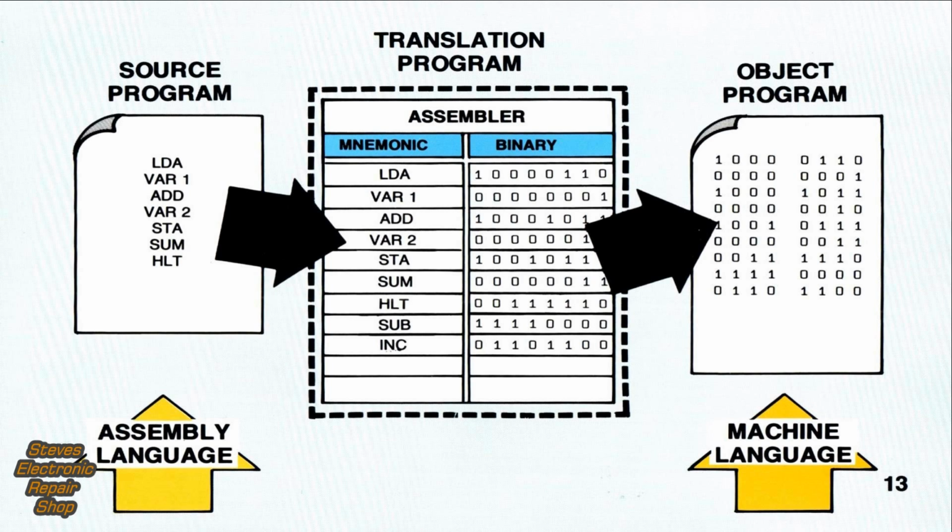It's done like this. The source program on the left is compared with the translation program in the center. The translation program is known as the assembler. Notice that the assembler contains the mnemonics and the corresponding binary numbers for each mnemonic. When a mnemonic is loaded, the computer searches until it identifies that mnemonic. It then selects the corresponding binary numbers. The final result is shown on the right, a compilation of the source program written in machine language known as the object program.